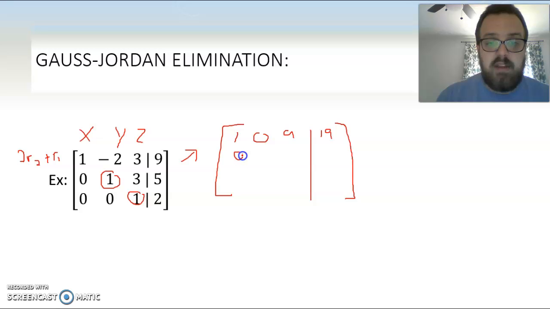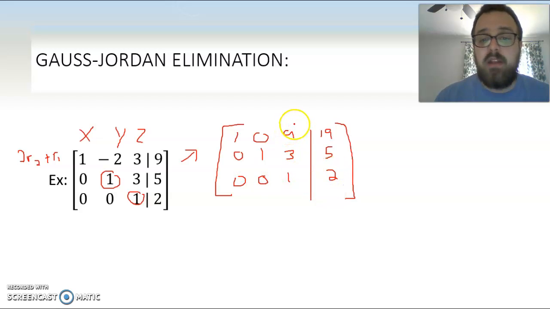The next row I didn't do anything to, so that's going to stay exactly the same. And the bottom row is going to stay exactly the same. I did not do anything to that one either. Now I want to get rid of these two z's. I want to make these both go away. So how am I going to do that?